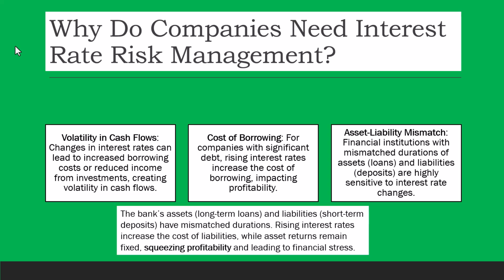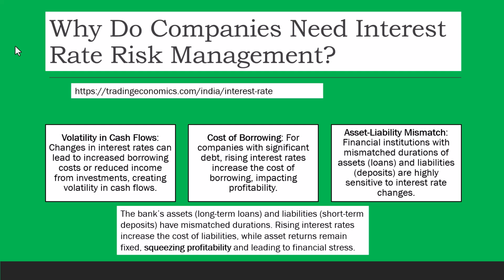The bank's assets, long term loans, and liabilities, short term deposits, have mismatched durations. Rising interest rates increase the cost of liabilities. That means the deposit cost will go up, fixed deposits will carry a higher interest, while the asset returns remain fixed, if most of the loans are given on a fixed term. Then it is going to squeeze profitability, leading to financial stress. So banks have to do something, so they have to give more floating rate loans rather than fixed, so that they can manage that liquidity problem.